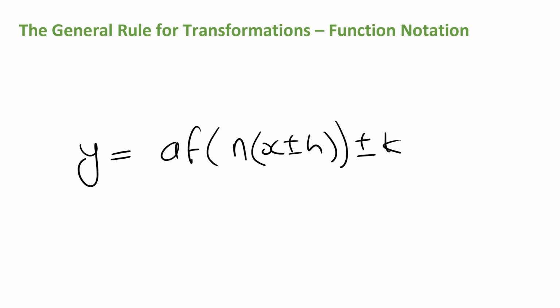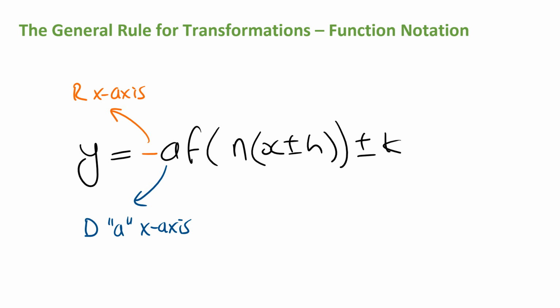Now in general, if we have y is equal to some function f of x, then applying a series of transformations, we can write the rule of the transform function in this form. So what do all these letters mean? The value of a, which is outside the function f of x, is going to dilate the graph or the function by a factor of a from the x-axis. Dilating from the x-axis means that we're going to keep the x-coordinates the same but multiply the y-coordinates by the value of a. And if there's a negative in front of the a, then this means that the graph is going to be reflected in the x-axis.